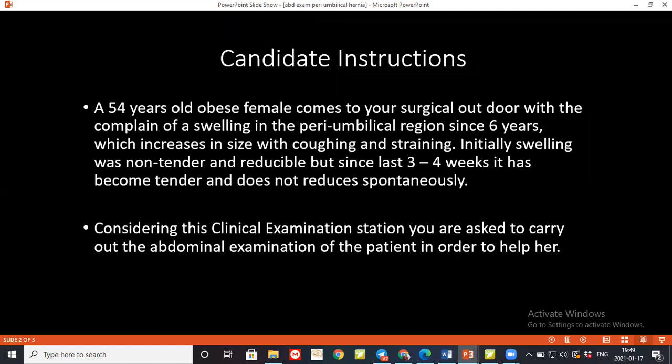Then after that, I will thank the patient. Then I will wash my hands. Then I would like to summarize my case.